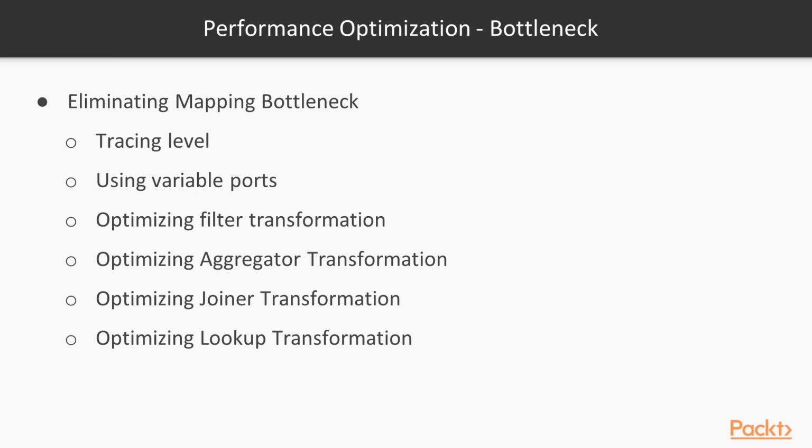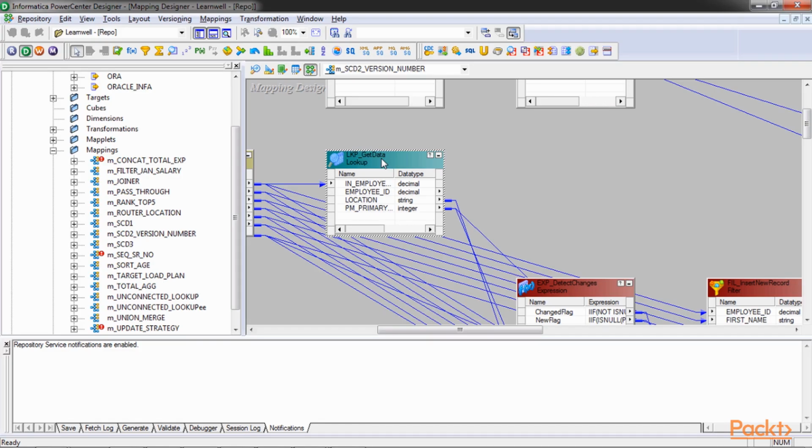Optimize lookup transformation. Lookups are one of the complex transformations in IPC. Optimizing lookup will significantly help improve the performance. When you use lookup in the mapping, use concurrent cache. When you use concurrent cache, the integration service caches the lookup table data before it starts processing the data from the source. Otherwise, lookup performs caching on a row-wise basis, which uses more time. So we recommend you enable caching when you use lookup.